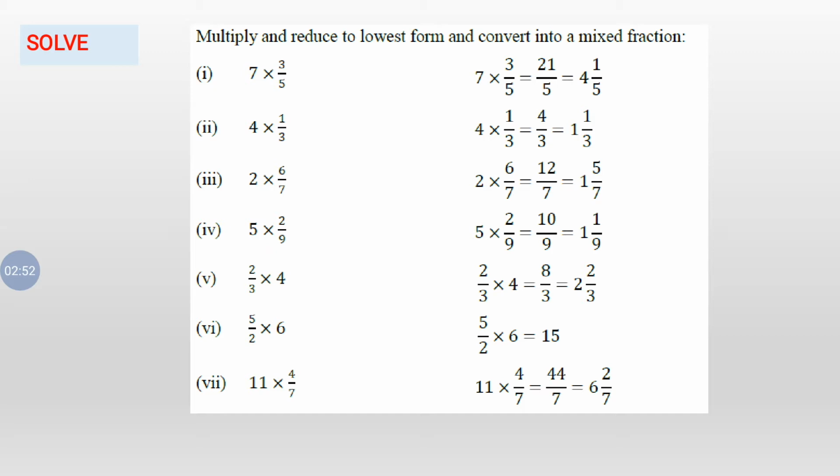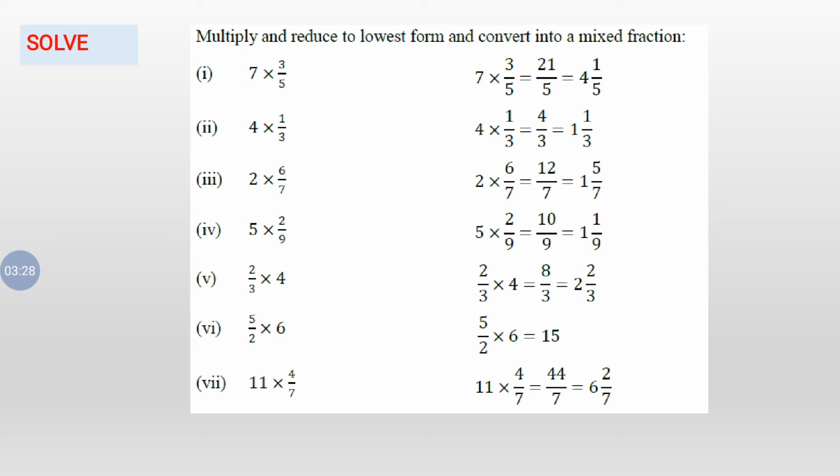2 into 6/7. The denominator is considered as 1, so 2/1 into 6/7. The product of the numerators divided by the product of the denominators: 2 6s are 12, 1 7 is 7. That is an improper fraction, convert into mixed fraction. The quotient is 1, remainder is 5. 1 7 is 7, 7 plus 5 is 12/7. So we get the mixed fraction 1 5/7.